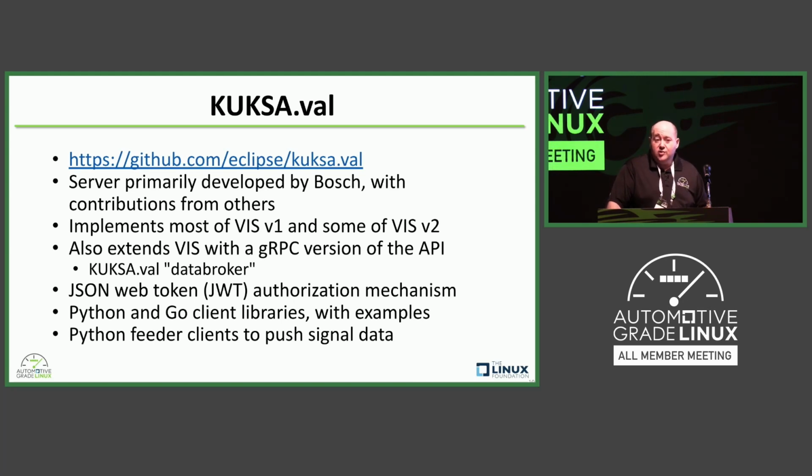There are Python and Go client libraries in the KUKSA.val repo with example applications that use them. There are also example clients, called feeder clients, written with the Python library, that are used to push data into the server. So that's how you get a full system with the KUKSA.val model. You have a feeder that's for, say, reading CAN and pushing it into the server.